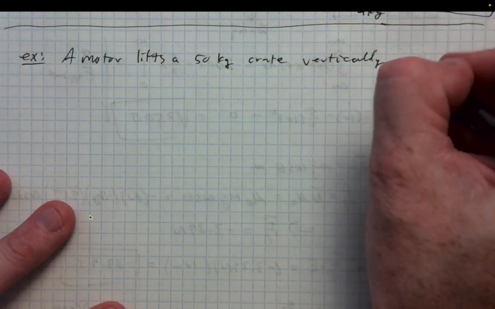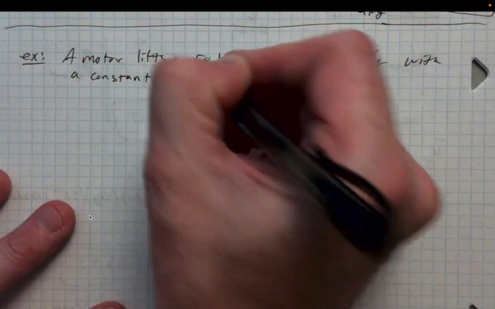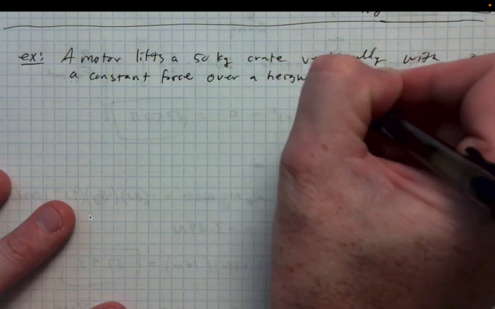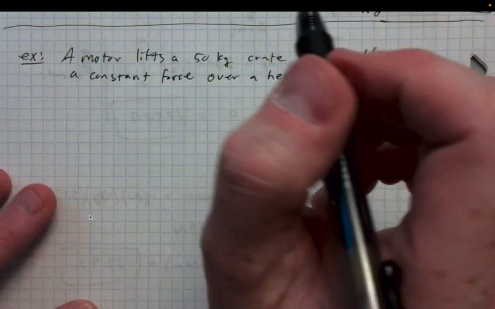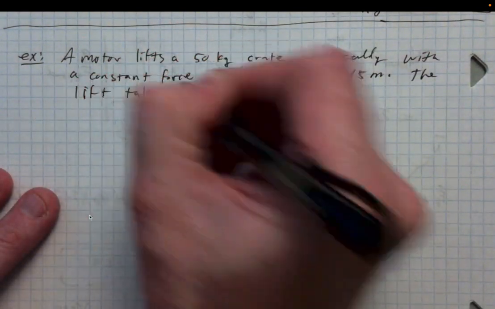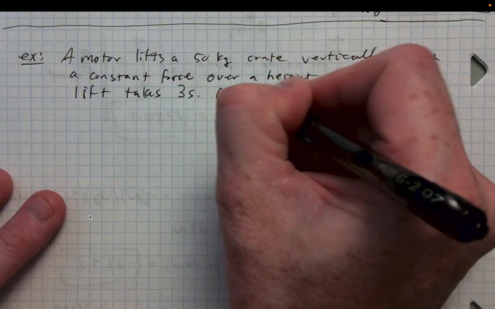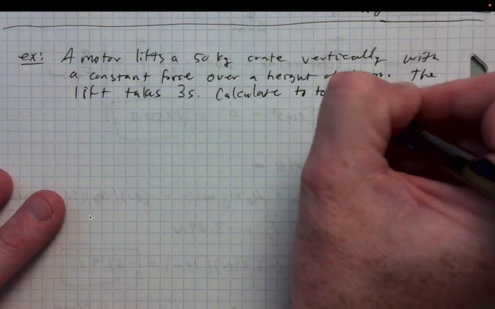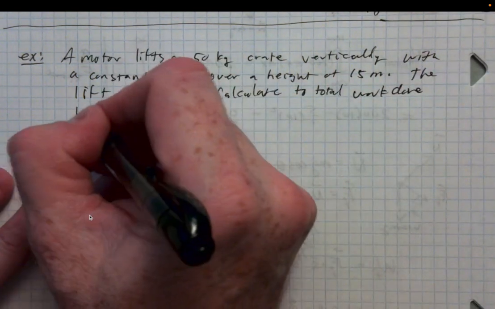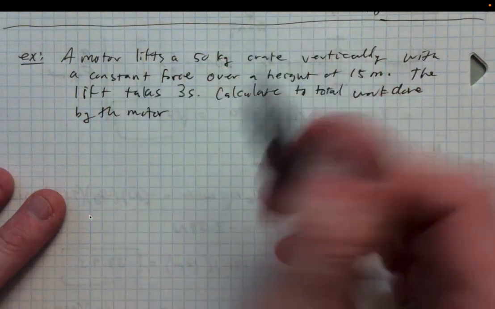A motor lifts a 50 kilogram crate vertically with a constant force over a height of 15 meters. Okay, and it says the lift takes 3 seconds. Okay, we want to calculate the total work done. Calculate the total work done by the motor and find the average power over the lift.